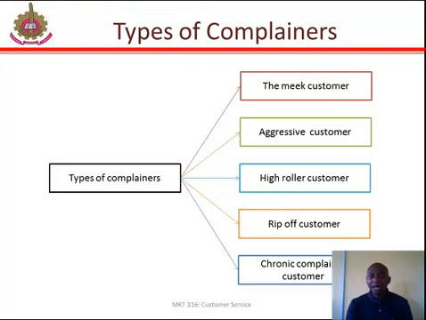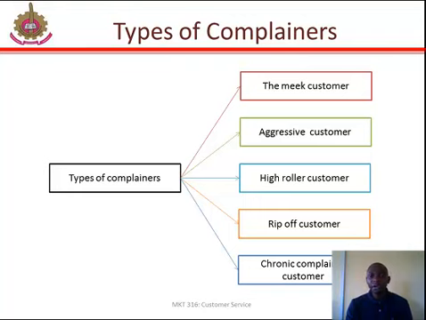The fourth type of customer is the rip-off customer. The goal is not to get the complaint satisfied, but rather to win by getting something the customer is not entitled to receive. This type of customer will not be satisfied with whatever solution you are trying to offer them. So this type of customer is referred to as the rip-off customer.